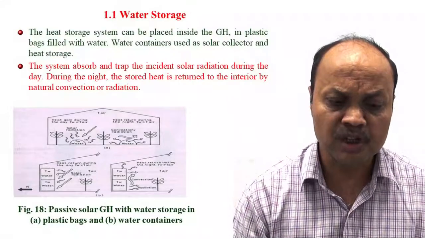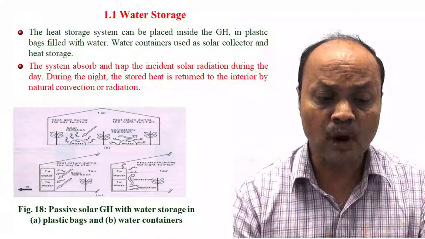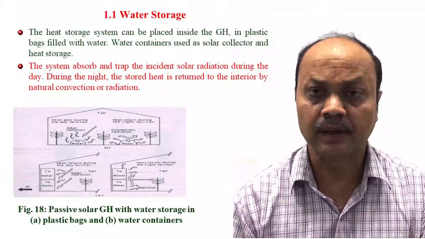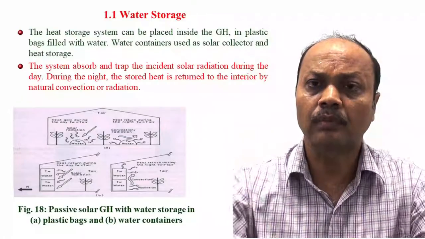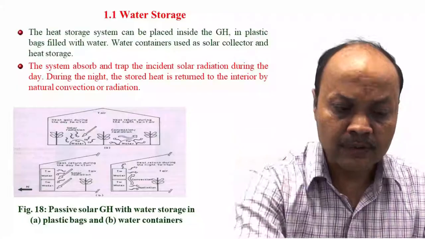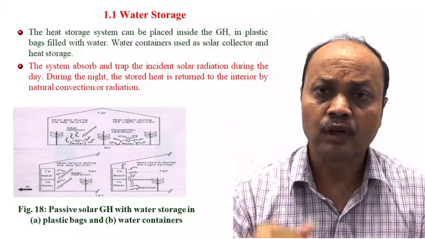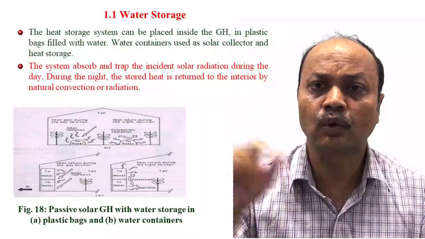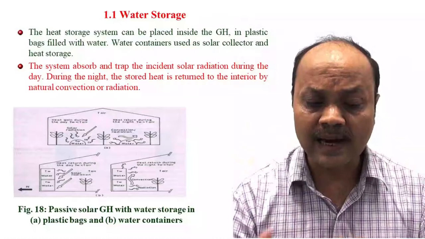And as I told, the fourth system is a water storage system. It is clear from this picture that basically in daytime, the system absorbs and traps the incident solar radiation during the day, right? And water is put inside the greenhouse, so during daytime, due to solar light coming, the water will be heated. And you can see from the picture, the water temperature in the daytime is less than the air temperature, right? So the inside temperature is higher than your water temperature, so your water will be heated due to solar radiation. And in night time, what happens?